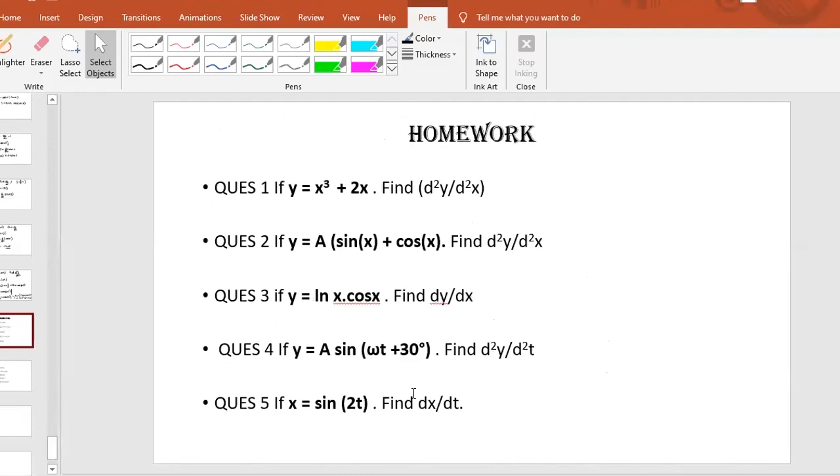This question number 4 you are asking me. 30 degree, degree is a constant. 30 degree means it is a constant.